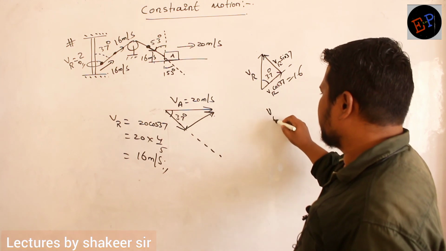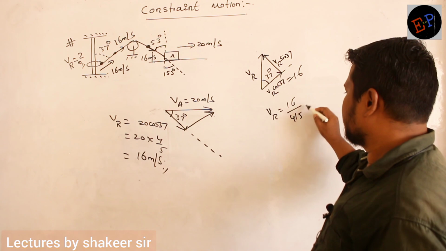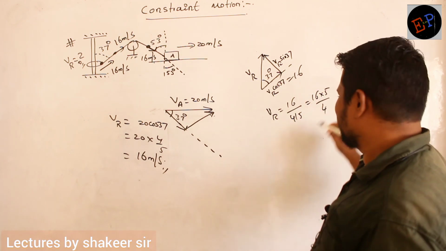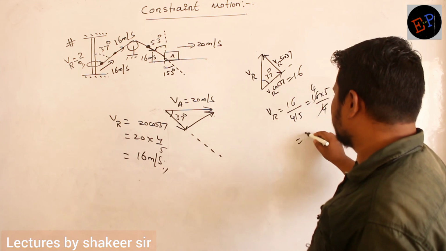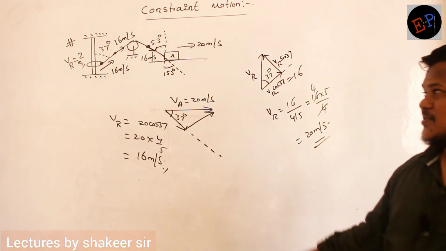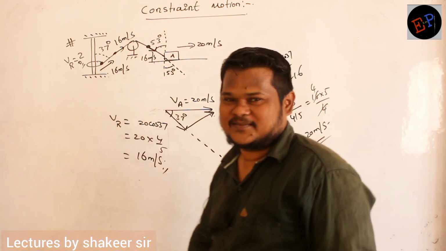So therefore what is VR? 16 divided by cos 37. Cos 37 value is 4 by 5. So 16 into 5 by 4. 4 fours are 16, 5 fours are 20 meters per second. That is my answer. So the velocity of the ring is 20 meters per second. That's our answer. Fine?